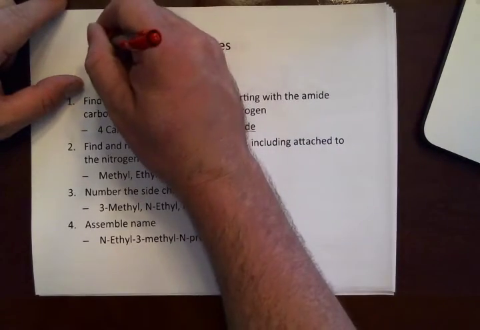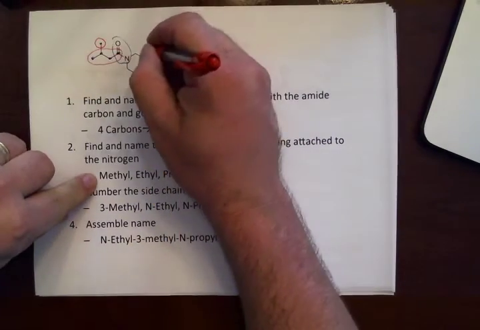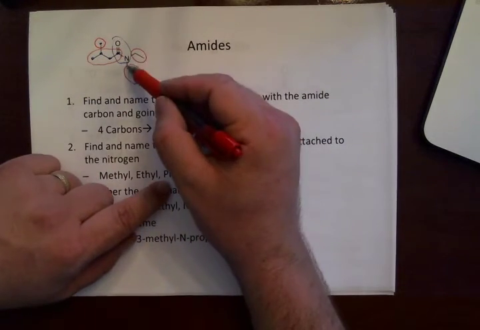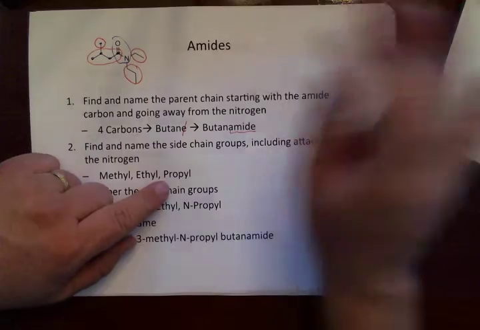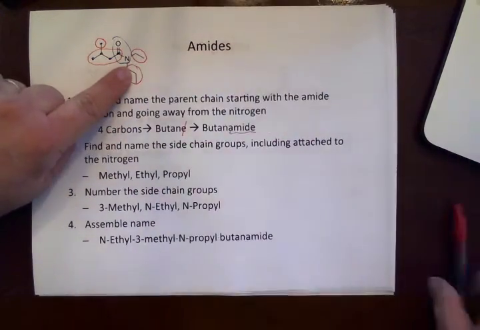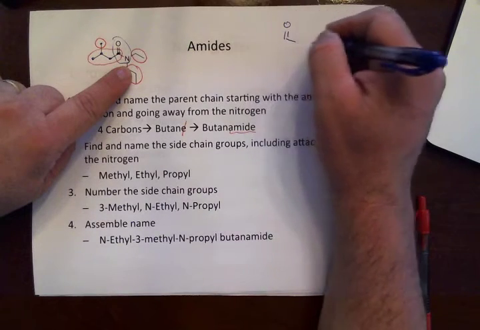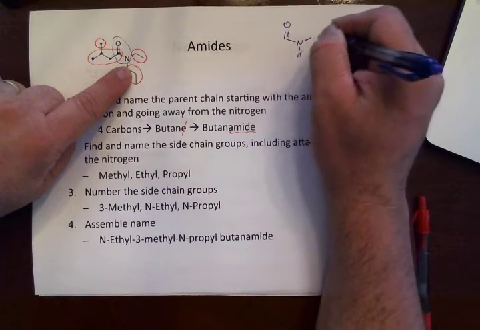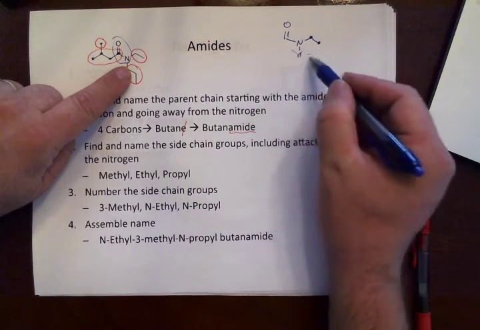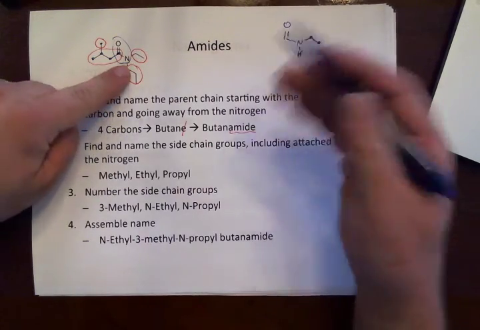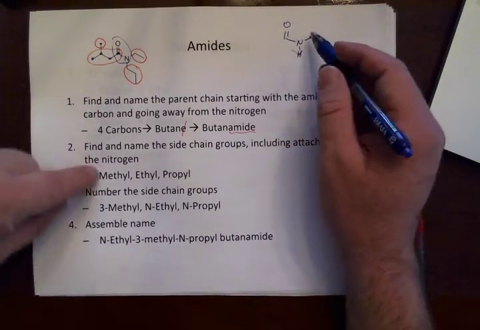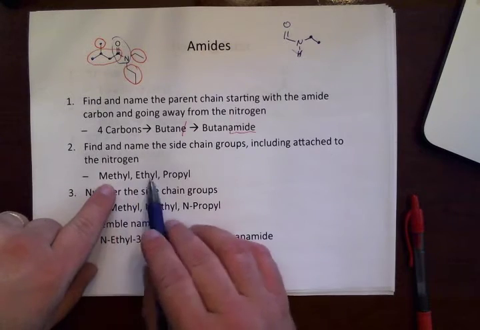Now what's going to happen here for the side chains? We're going to have this side chain, methyl, this side chain, ethyl, and this side chain, propyl. Now, if there's a hydrogen coming off of that nitrogen, we don't worry about it. If there was a hydrogen here instead, it would just be the ethyl and that's it. We wouldn't list the hydrogen in side chains. If it's not listed, we assume it's a hydrogen.